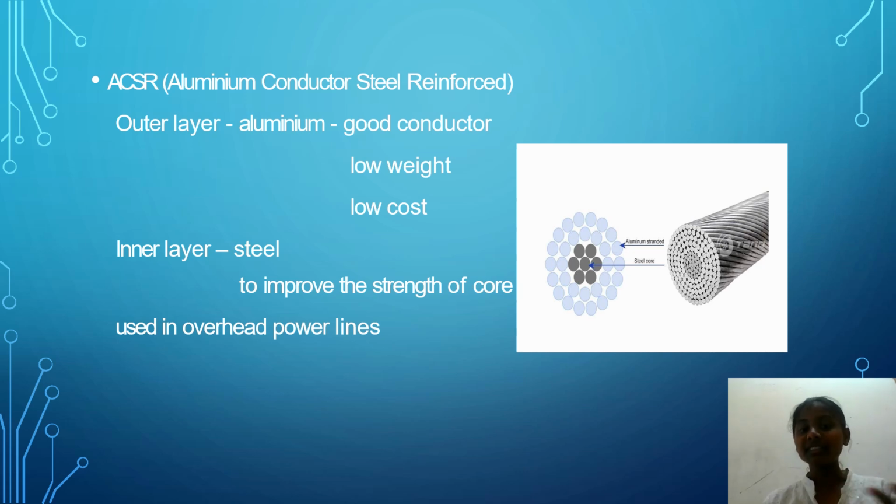So it consists of two layers, outer layer and inner layer. The outer layer consists of aluminium. Why are we using aluminium? Because aluminium is a good conductor, and it has low weight and low cost, right? For the inner layer we are using steel. Why are we using steel? To improve the strength of the core.